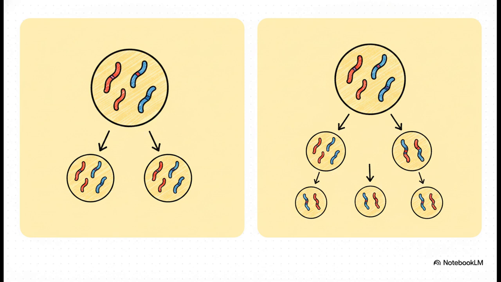But then there's meiosis. This one is special. This is for sexual reproduction. It takes one cell and makes 4 genetically different cells, each with only half the DNA. These are the gametes, like sperm and eggs, ready to combine and make a whole new organism.